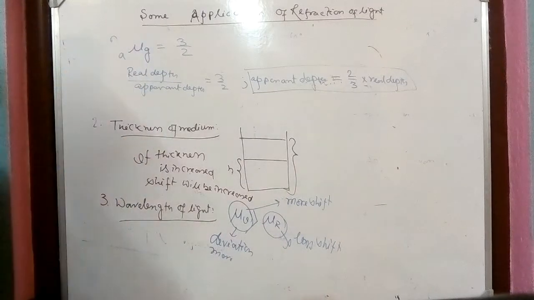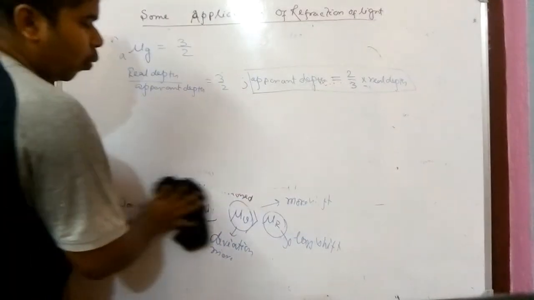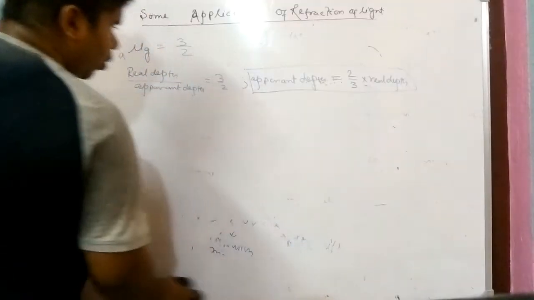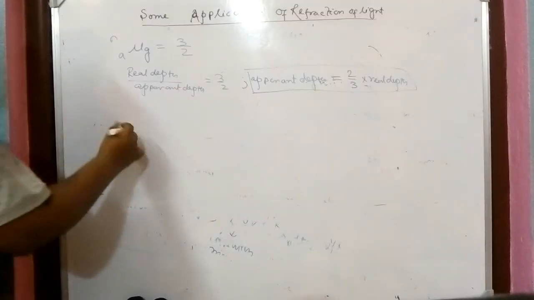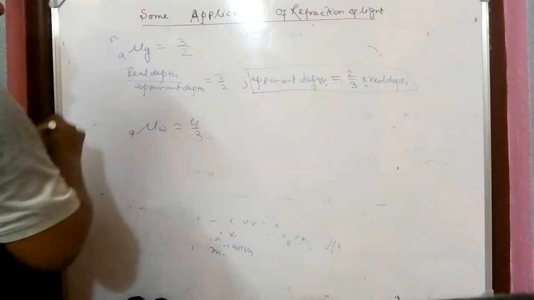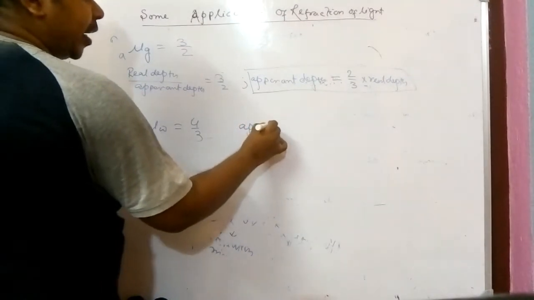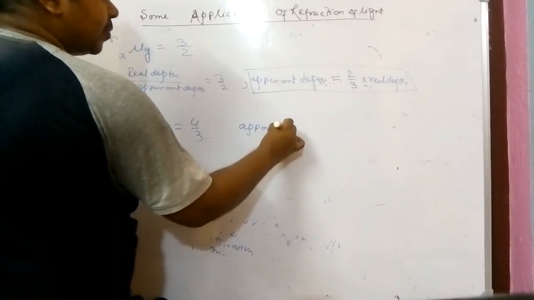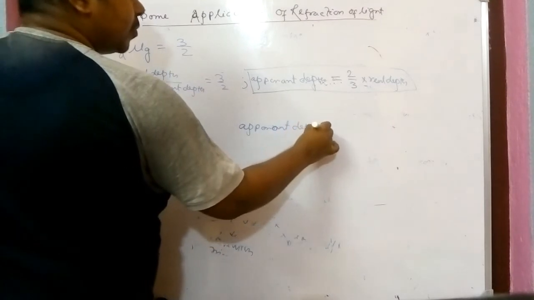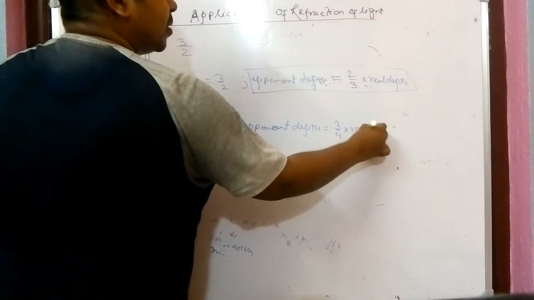So that is the reason, because the depth is decreased here. How much? 2/3. Similarly, if it is a case of water, and we know the refractive index of water with respect to air is 4 by 3, then for that case, it is clear the apparent depth equals 3 by 4 of real depth.